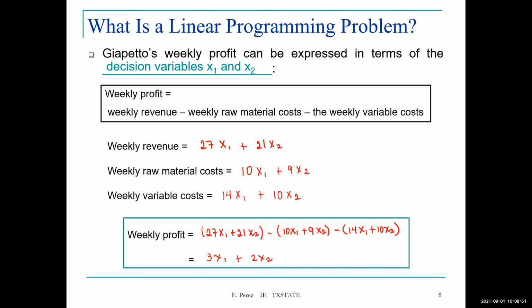But that's not the only thing that you have to take into account, because again, you have a resource limitation in terms of the number of hours that you have for each product. And also you have a limitation in the demand for one of the products, which we described in the previous slide. You have up to 40 for one of the products. Any questions?